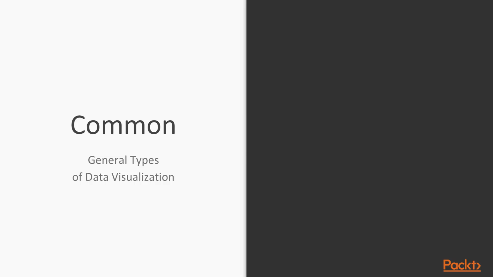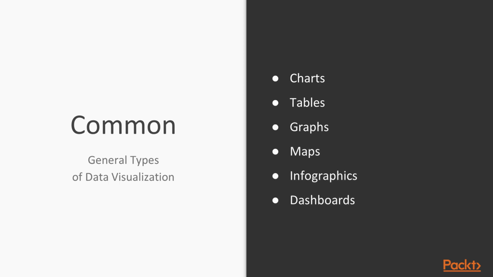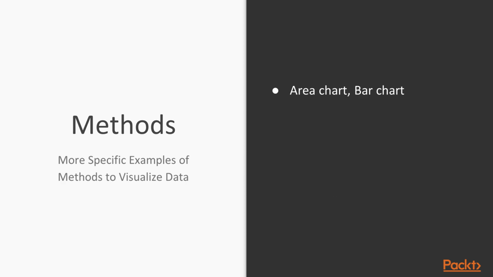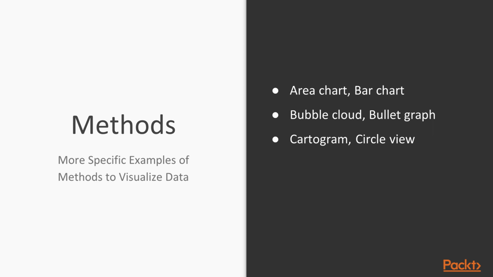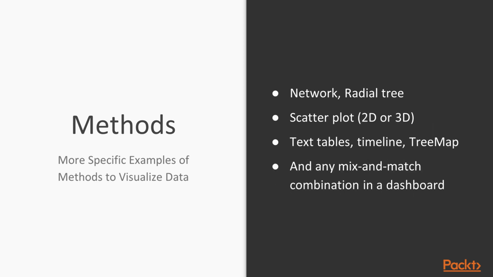Common, general types of data visualizations are considered to be charts, tables, graphs, maps, infographics, and dashboards. While more specific examples of methods to visualize data are area charts, bar charts, bubble clouds, bullet graphs, cartogram, circle view, dot distribution map, heat map, histogram, and mix and match of combination, and a lot more of them.